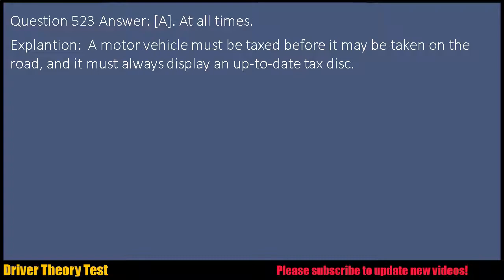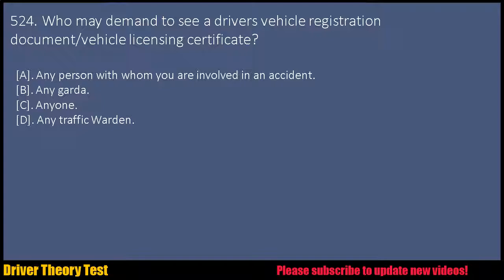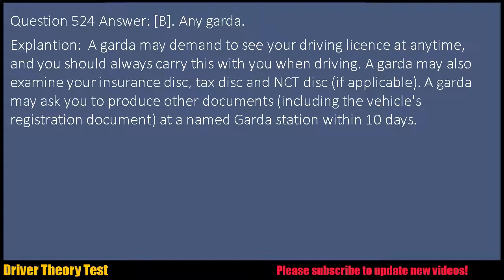Explanation. A motor vehicle must be taxed before it may be taken on the road, and it must always display an up-to-date tax disc. Question 524. Who may demand to see a driver's vehicle registration document, vehicle licensing certificate? A. Any person with whom you are involved in an accident. B. Any garda. C. Anyone. D. Any traffic warden. Question 524 Answer, B.